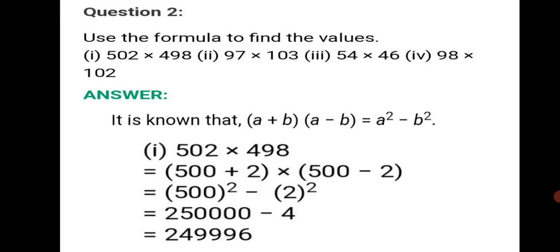No, that is not allowed because the question says use the formula to find the values. So which formula? This formula, a plus b into a minus b is equal to a square minus b square. Have we used it? Yes. Here we have used 500 plus 2 into 500 minus 2 is equal to 500 square minus 2 the whole square. So using the formula, we have solved question number 2, sub question 1. Now similarly, we are going to solve this question number 2, question number 3 and question number 4.